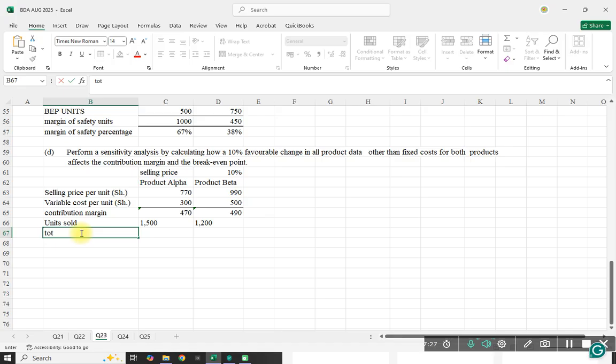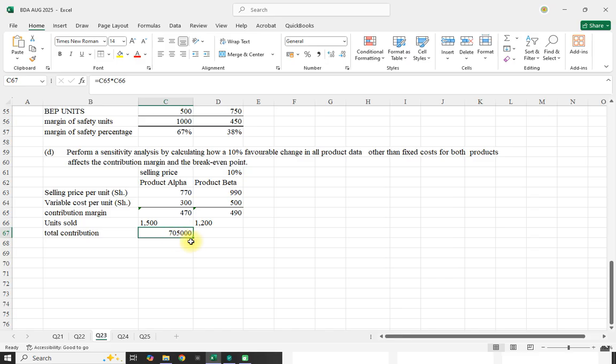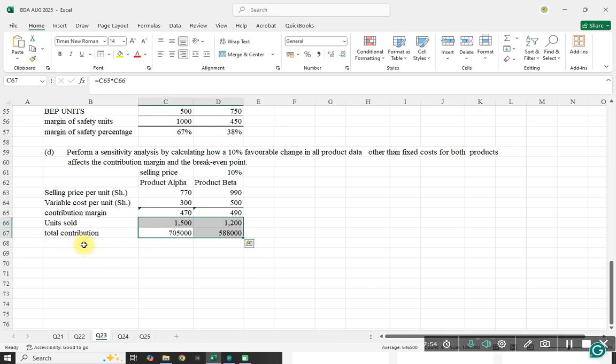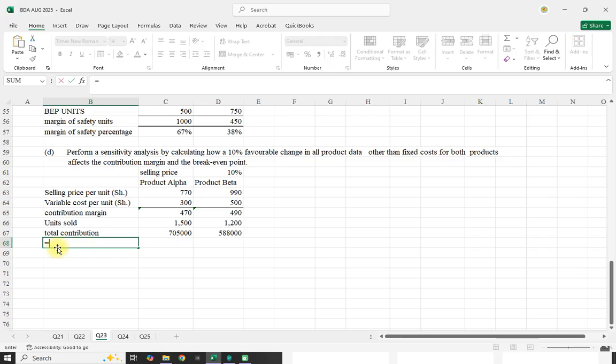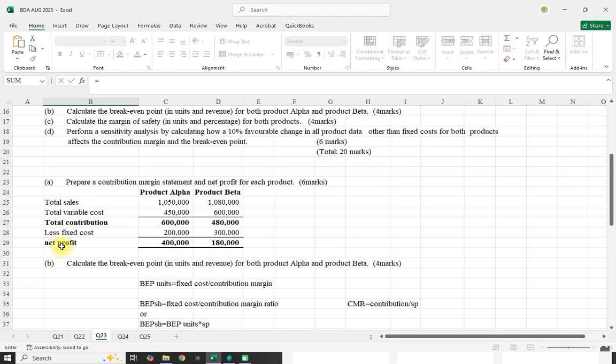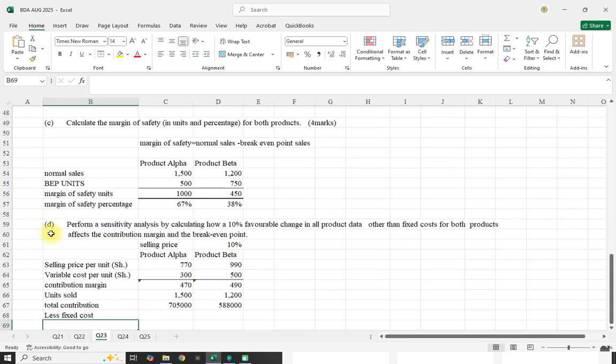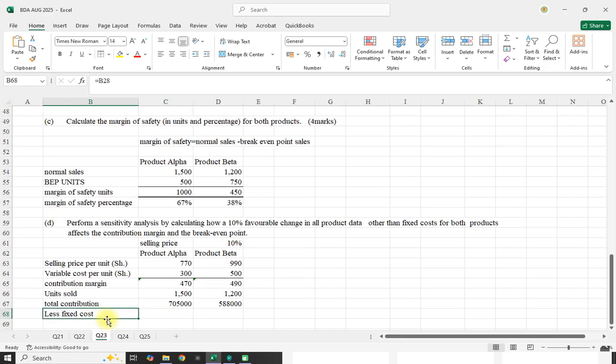The total sales or total contribution here will be this by this, and we drag this that way. The total contribution will be that, of which this one will not have any effect, and the fixed costs, I don't see where they will have an impact.